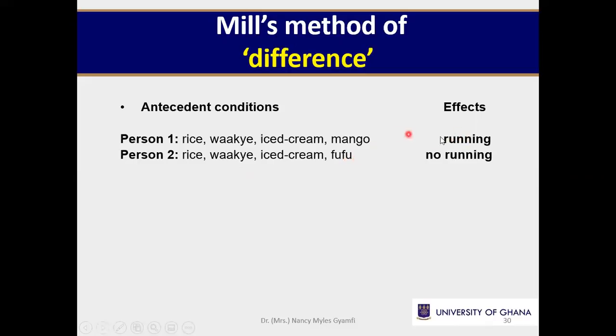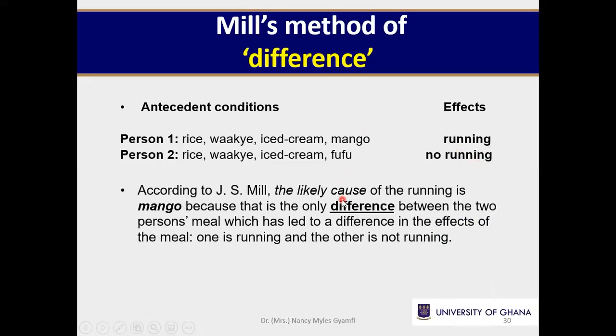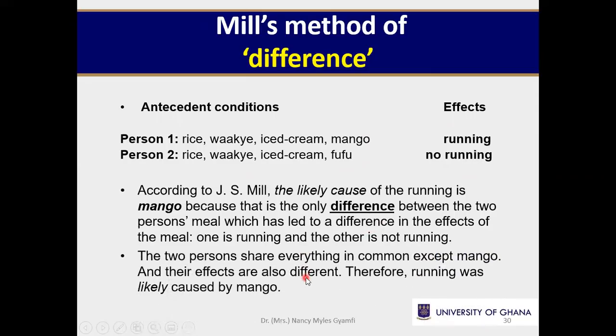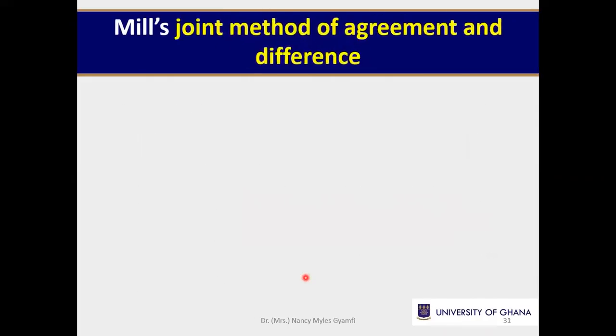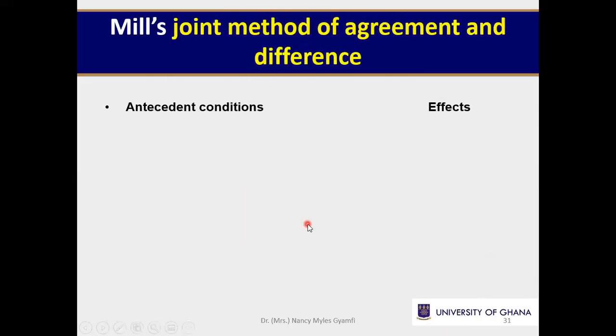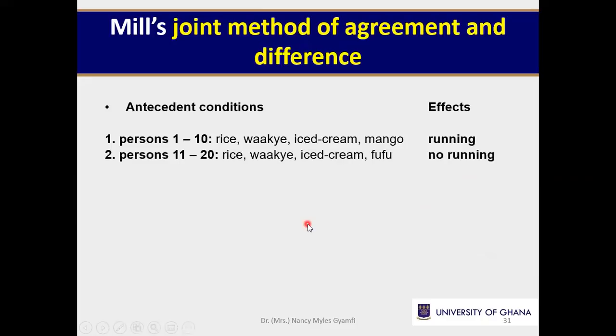Then it turns out that, see the difference in the effect. The one who took mango is running, the one who didn't take mango is not running. So we suspect by the method of difference that running was caused by the mango. I explained all of that. You see the slides in your Sakai, so you can look at them closely.